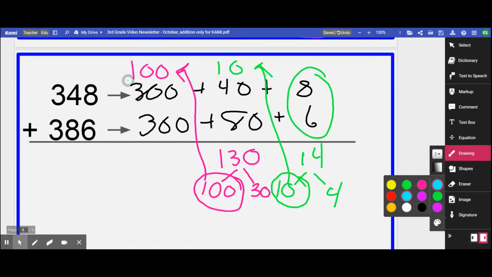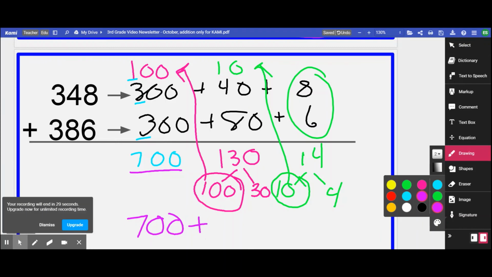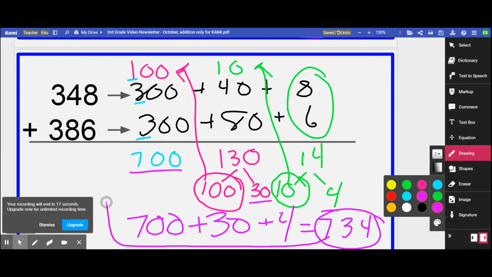Then I add the group of hundreds. I have 100 and 300s and 300s, which is 700s. And my final step is taking all of these that I have left, so 700 and the leftover 30 and the 4, and I add those 3 numbers up in their place value, and I have 734. I know that 348 plus 386 is 734, and this is the expanded algorithm to solve addition.